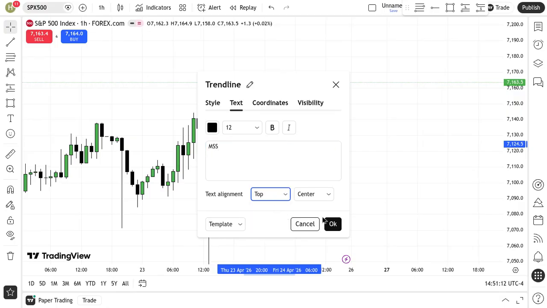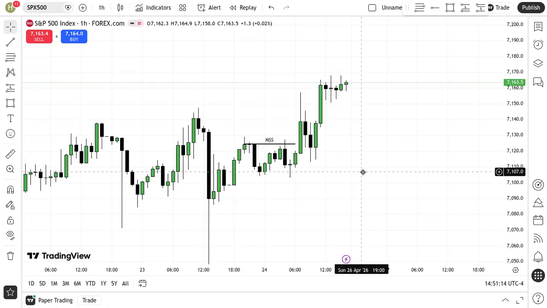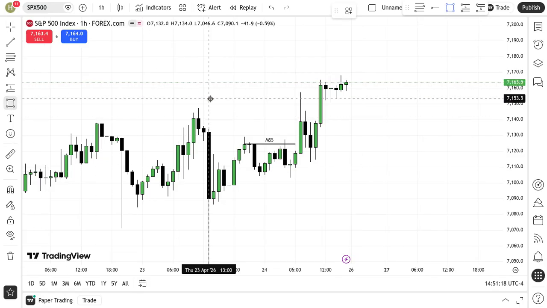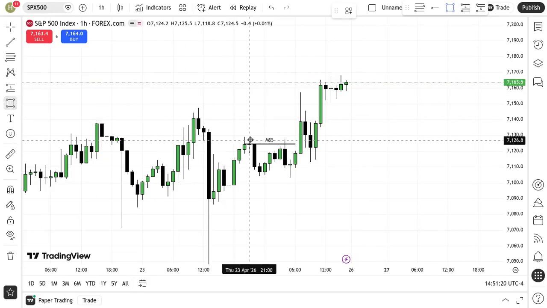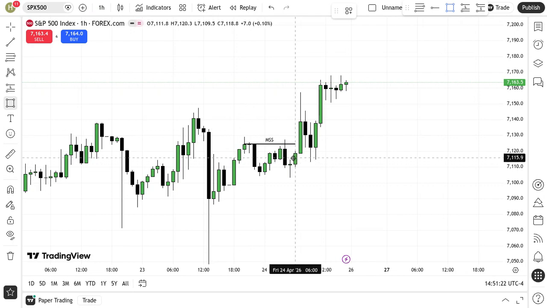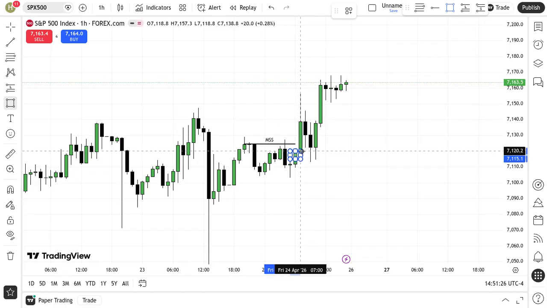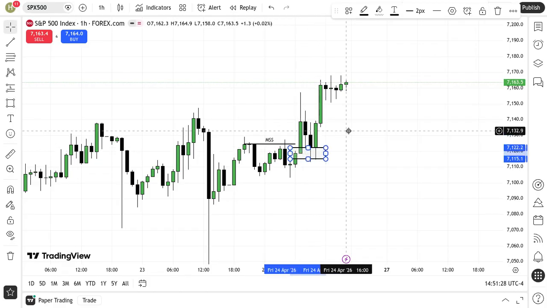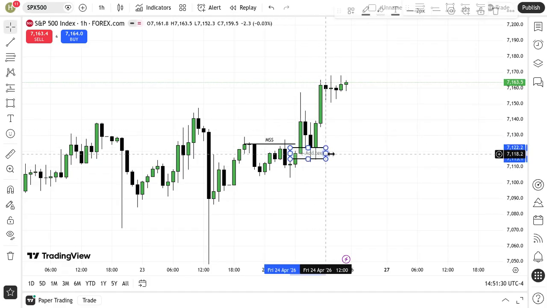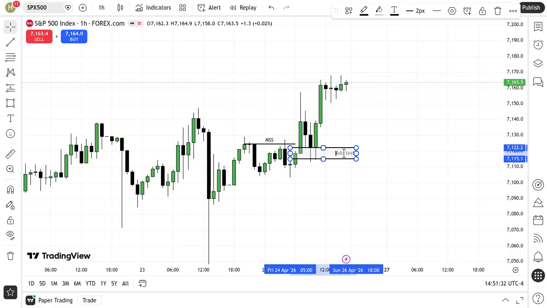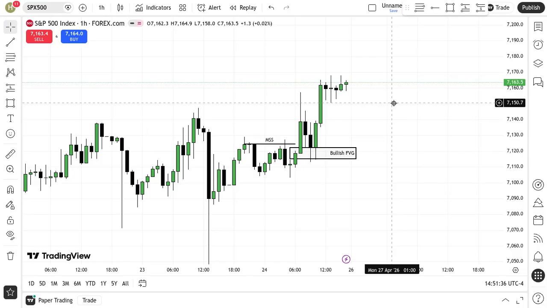We'll mark it out. Remember, the second main component of a high probability trade setup is a fair value gap. Do we see any fair value gaps anywhere after the market structure shift? Yes, we do. We have two fair value gaps down here. So we'll mark out these fair value gaps. So that's the second main component. And remember, we are bullish. So this is a bullish fair value gap and a bullish market structure shift.